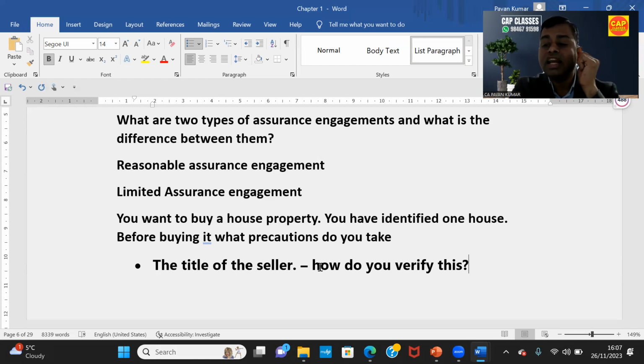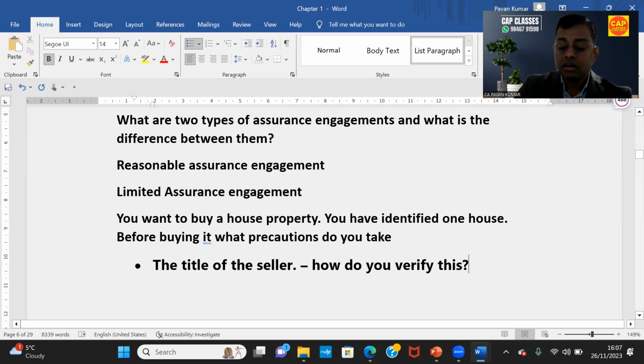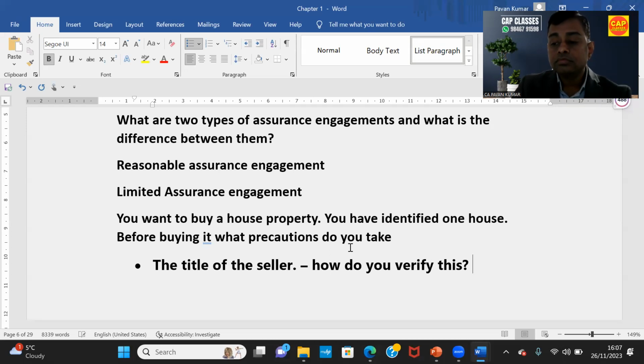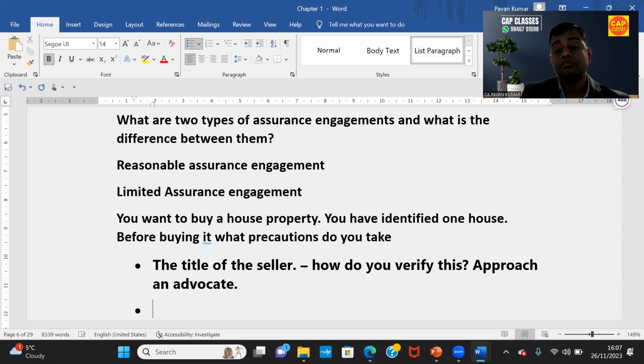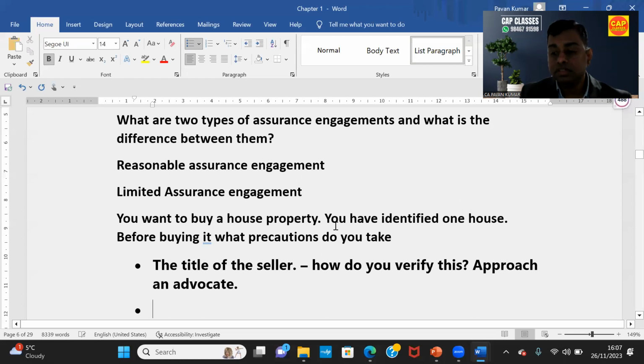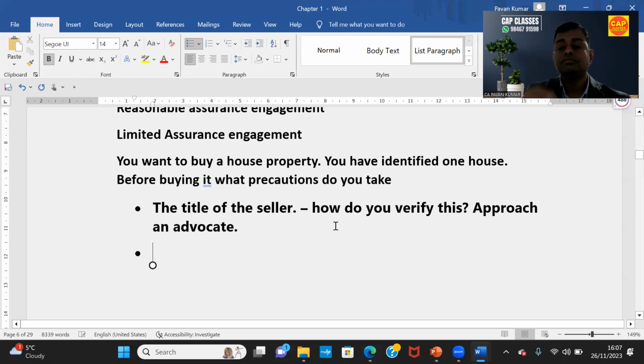After 1 week, he'll call you and say, "Ma'am, I have done the work you told. The title of the owner is good. He's a genuine person, and this property is a genuine property. You can move forward." Do you agree with me? Guys, all of you, do you agree with me? Maybe go to an advocate. If you agree with me, say yes in the chat box.